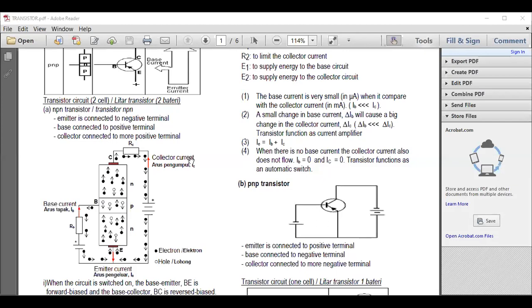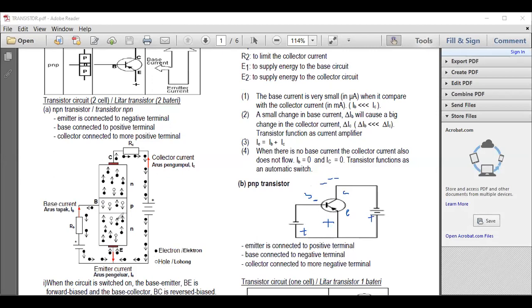Now for PNP, it is the opposite, because PNP is going to supply positive holes. This is your emitter, this is your base, this is the collector. The emitter must be connected to a positive terminal. The base must be connected to a negative terminal. The collector must be more negative, so the collector can get more positive holes.